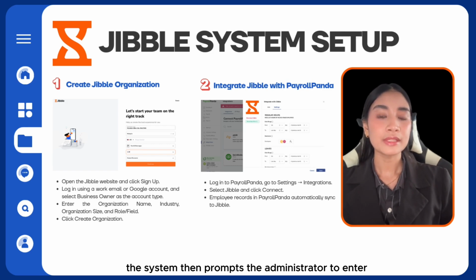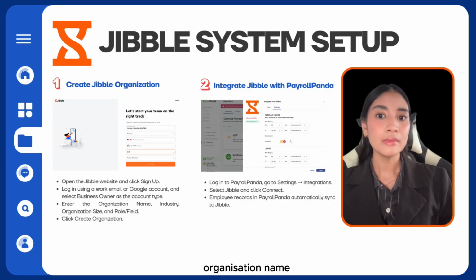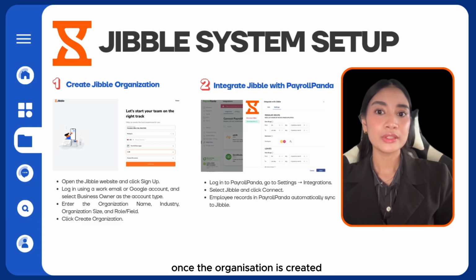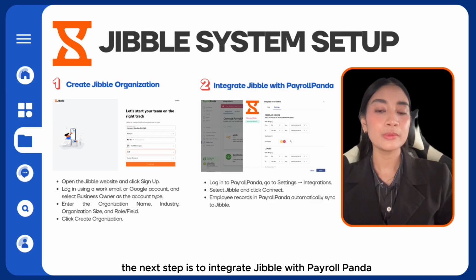The system then prompts the administrator to enter organization name, industry, organization size, and role or field. After filling in these details, the administrator clicks Create Organization. This step ensures that attendance, time tracking, and leave features are correctly configured according to the company's structure and operational requirements.